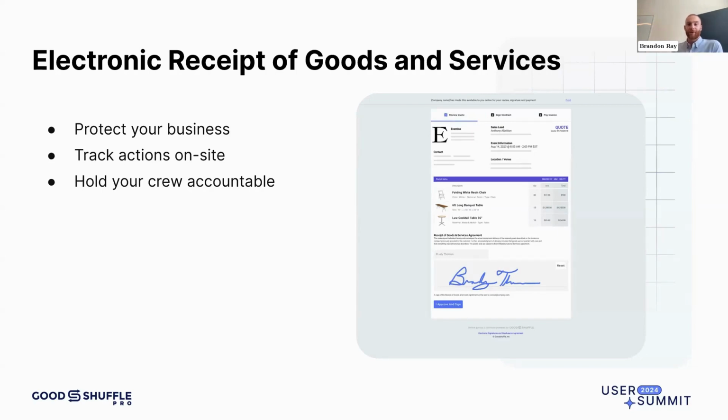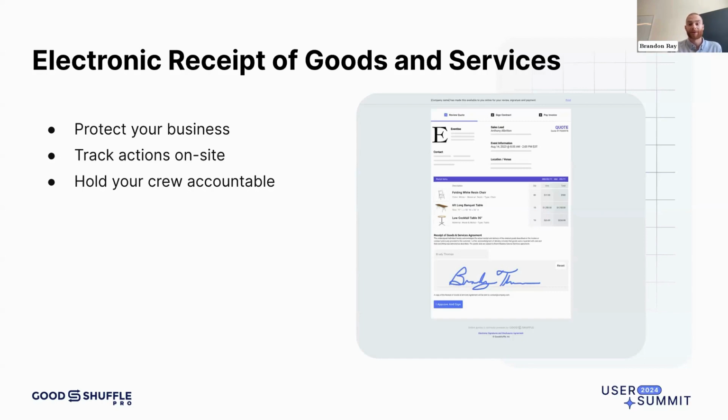Upon signature, you'll immediately receive a confirmation email, and it'll also automatically be attached to the project in Goodshuffle Pro. Just generally implementing this business practice helps protect your business by ensuring you have a digital paper trail of this essential documentation. The easier it is for your team to collect these, the easier it'll be to avoid disputes, saving you time and money.